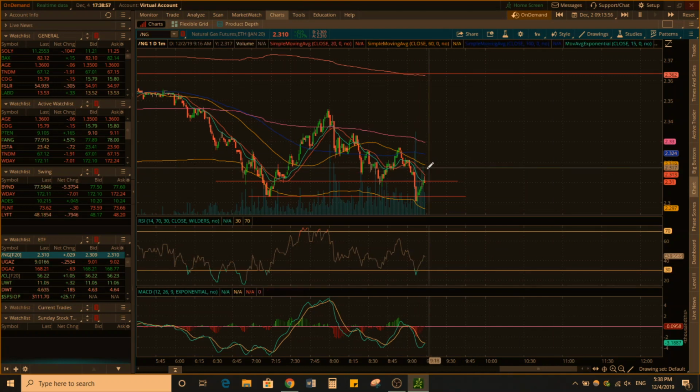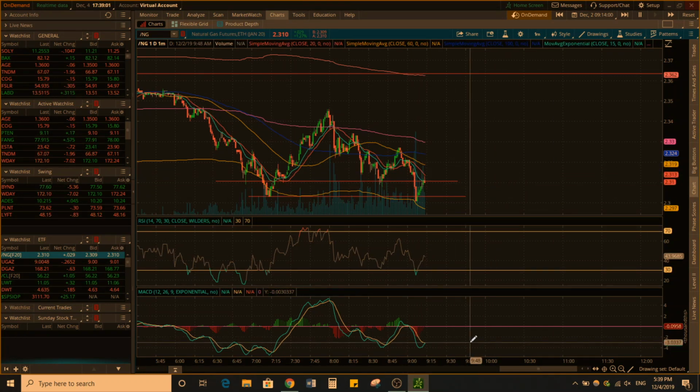Let's see if it reverses here. MACD looks pretty good, and it looks like it's in a position to continue going up. But RSI is pointing down, so they're kind of opposites right now. I'm not really sure where it's going to go, so I'll just have to wait and see.